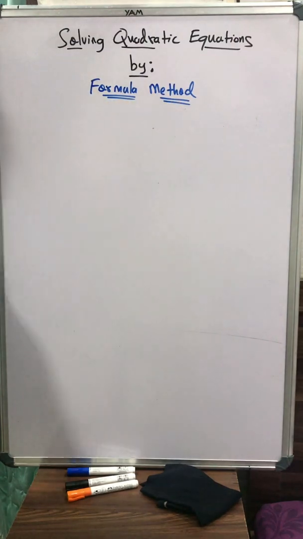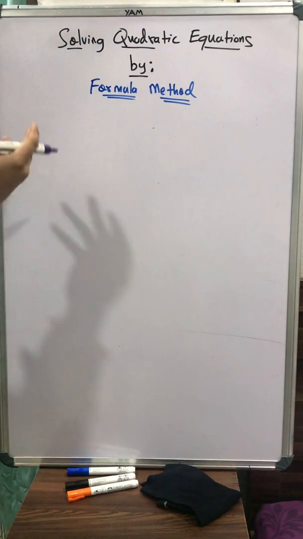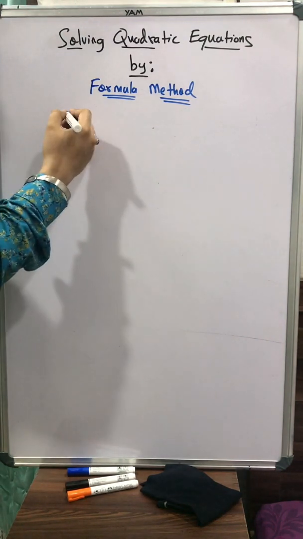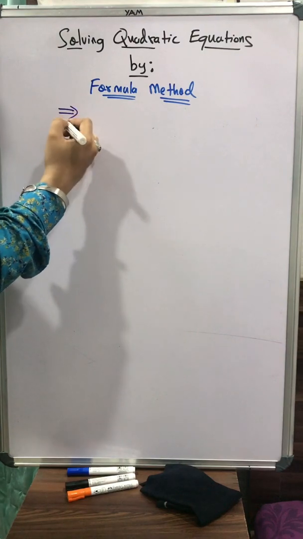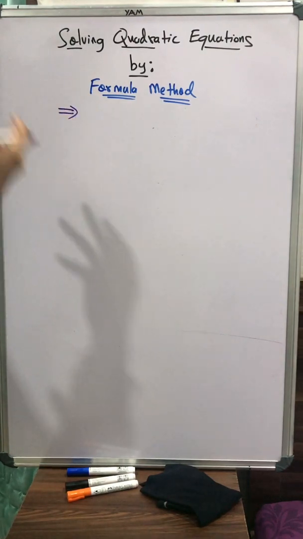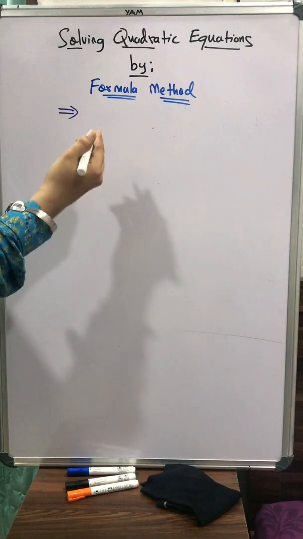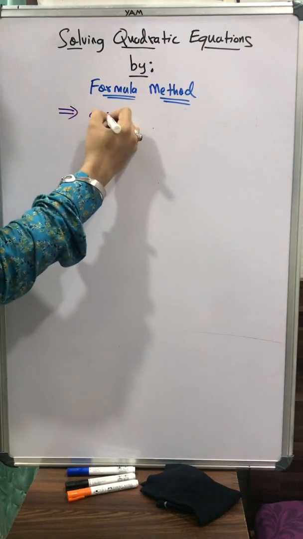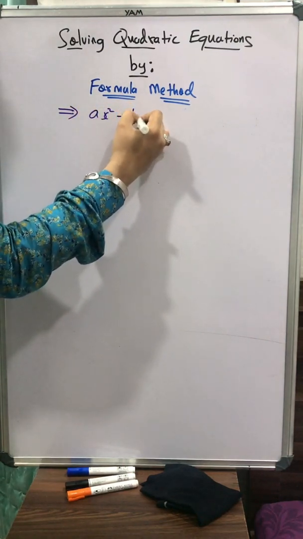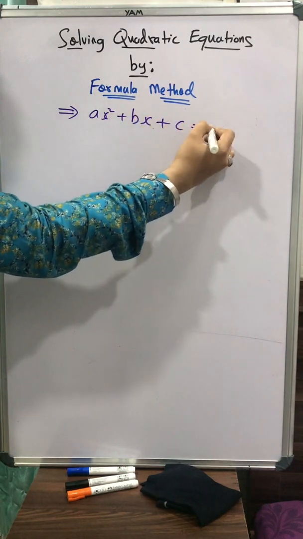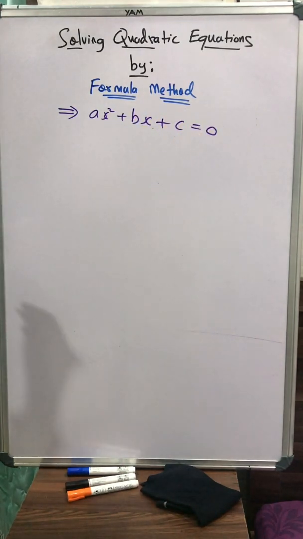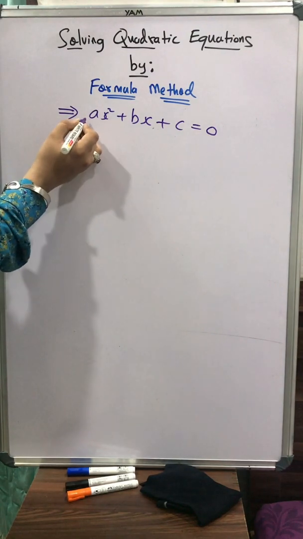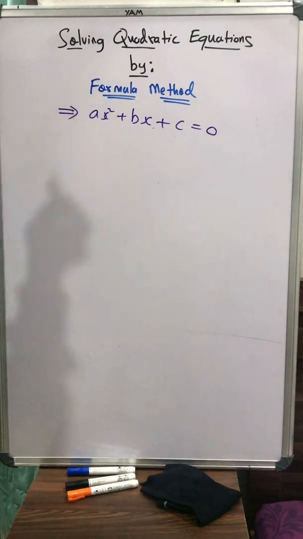So, formula method. Before starting its questions, let's quickly see what the formula method is. The general equation of a quadratic is ax square plus bx plus c is equal to 0. Let me ask you all, students, what is a? You will answer, sir, a is called the coefficient of x square.